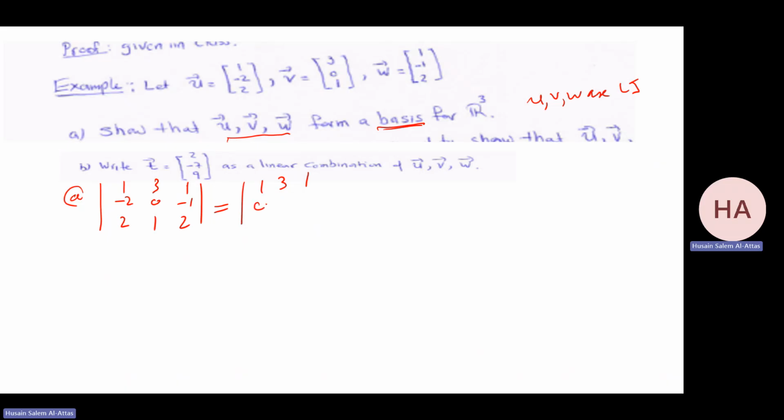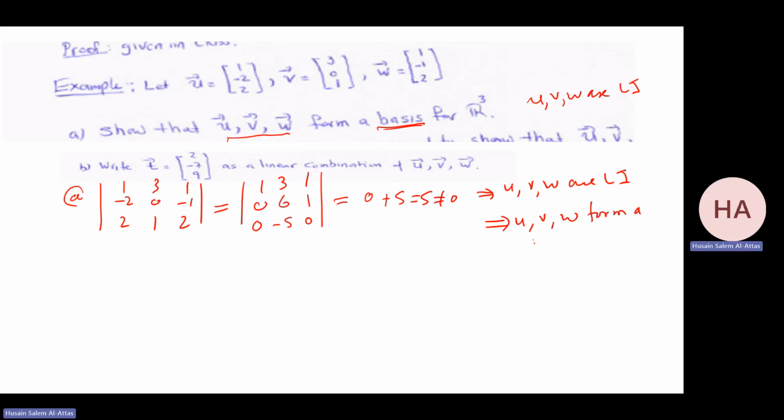Multiply by 2 and add, that will be 0. Multiply by 2 and add, that will be 6. Multiply by 2 and add, that will be 1. Multiply by minus 2 and add, that will be 0. Minus 2, that will be minus 5. Minus 2, that will be 0. So what will happen? That will be 0 plus 5, which is 5, not equal to 0. So that means U, V, W are linearly independent, and that means U, V, W form a basis for R3.